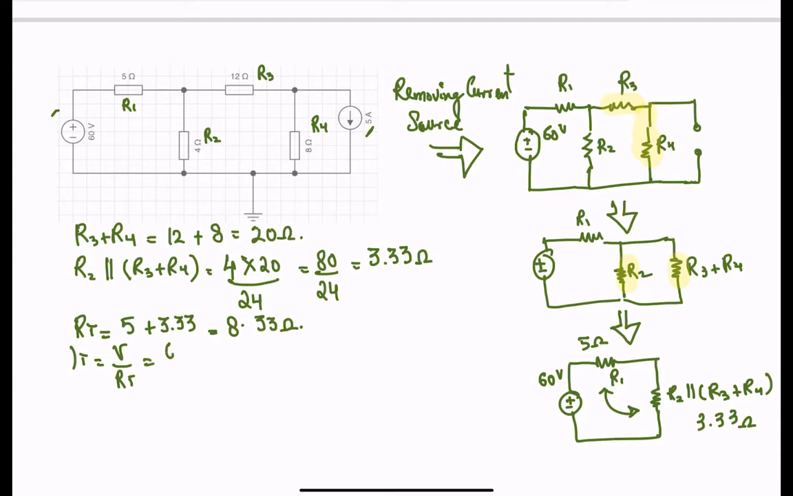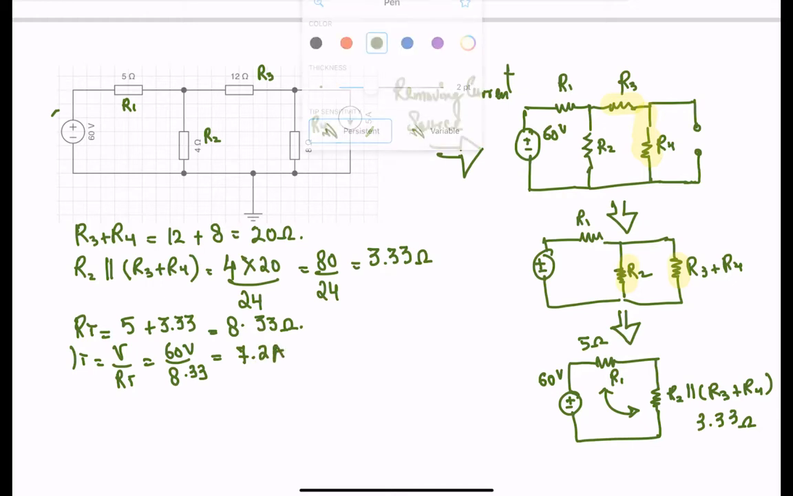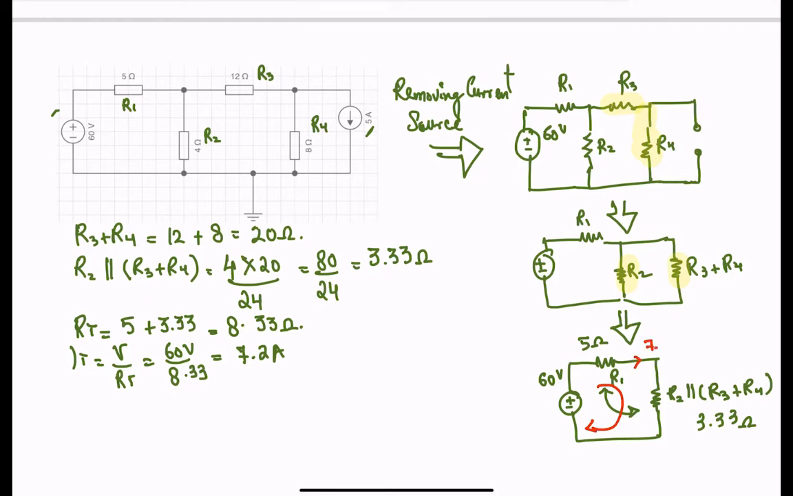If I wish to calculate the total current, that current will be V over RT. V is 60 volts here, RT is 8.33. That gives me a total current of 7.2 amps. This is going to be flowing in this direction, and it's going to be 7.2 amps.